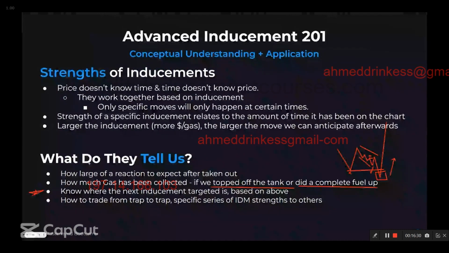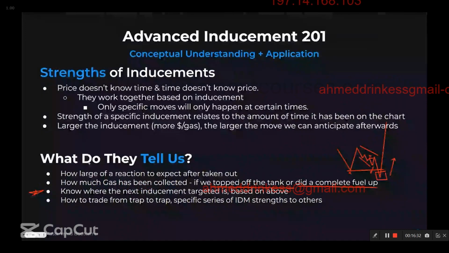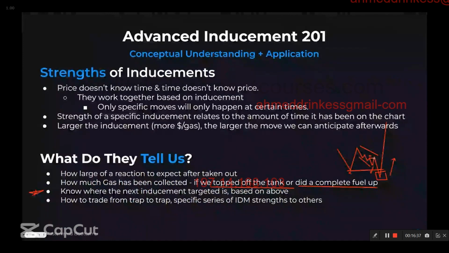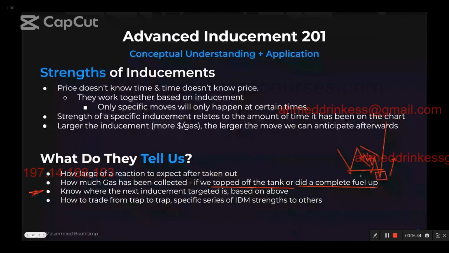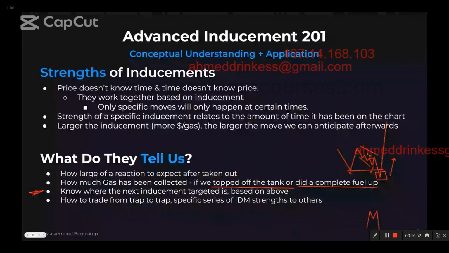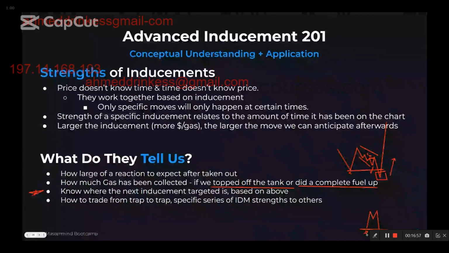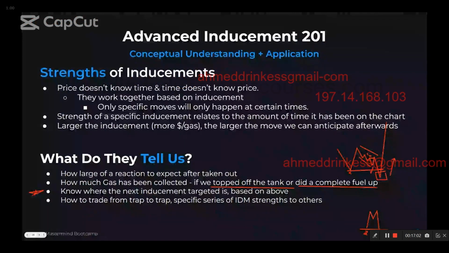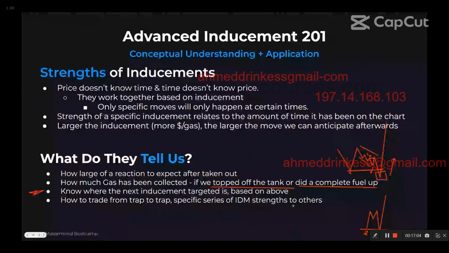The strength of inducement tells us two things. One, if we are just going to do a quick fuel up internally, to top off the tank to get to our destination. And two, if price has already reached our destination, if price has already reached those monthly lows, then it tells you that we are now fueling up the entire tank, so we are on empty, and now we can expect a huge move in the opposite direction.